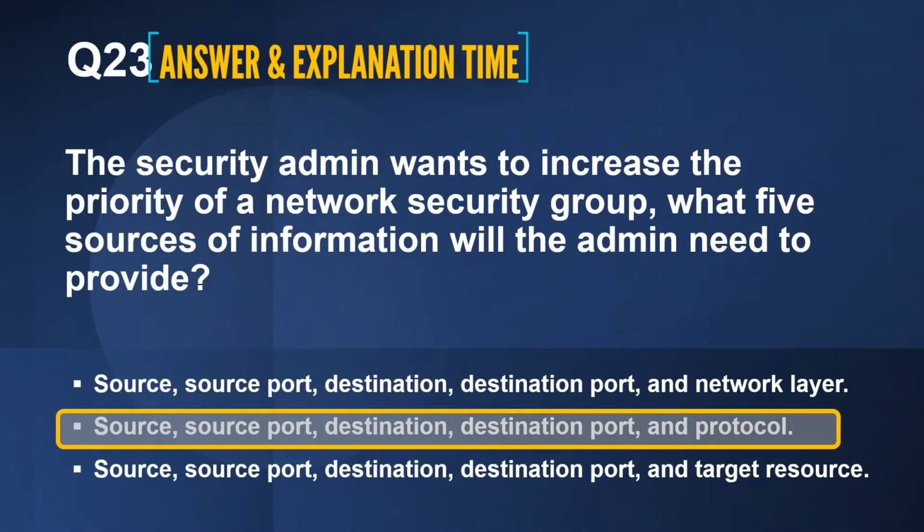NSG security rules are evaluated by priority using 5 information points: source, source port, destination, destination port, and protocol to either allow or deny the traffic.